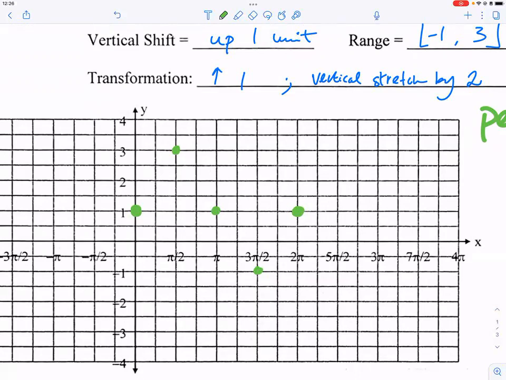Now, if you're okay, then you can go ahead, draw the curve to connect these dots. Again, please use curve, not straight lines. Give your best attempt to draw a curve. Okay?